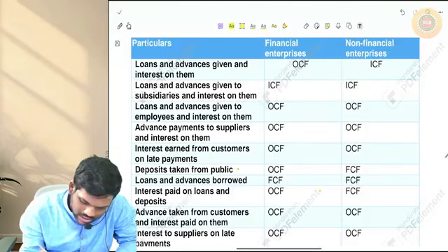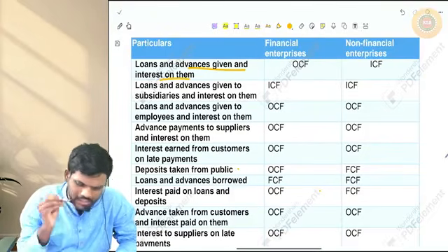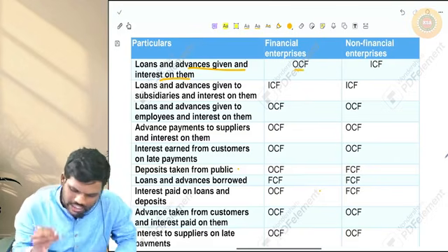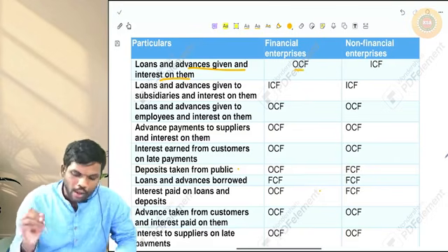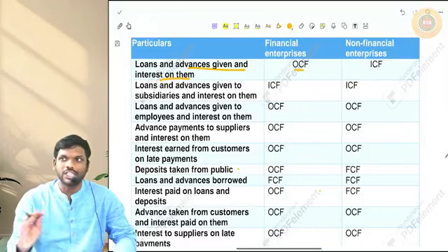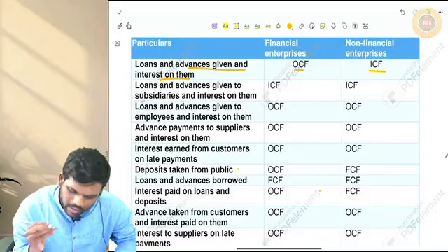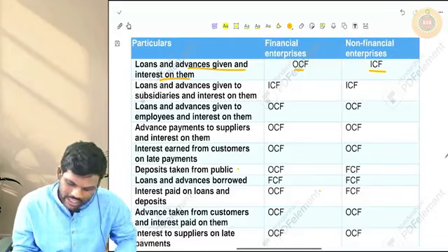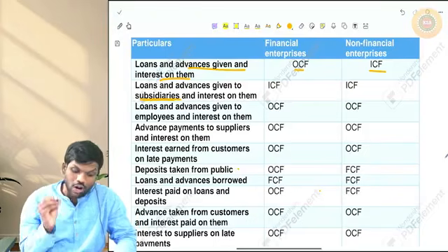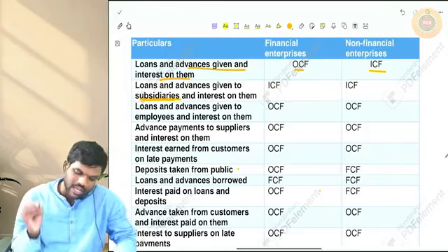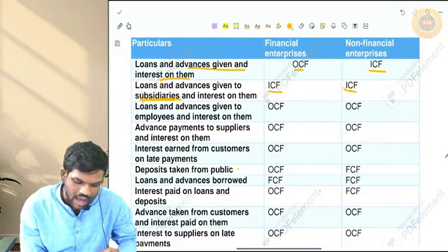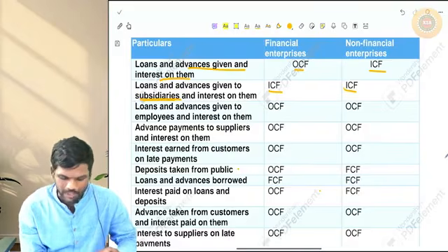Loans and advances given and interest earned on them. For a financial enterprise, that is a part of their core operations, so it comes under operating cash flow. But for a non-financial enterprise, loan given is not a core operation. It is like an investment made, so that comes under investing activities. Same way, loans and advances given to subsidiaries. This is not for the public. You are giving to subsidiaries. That is an investing activity both for financial enterprises as well as non-financial enterprises.